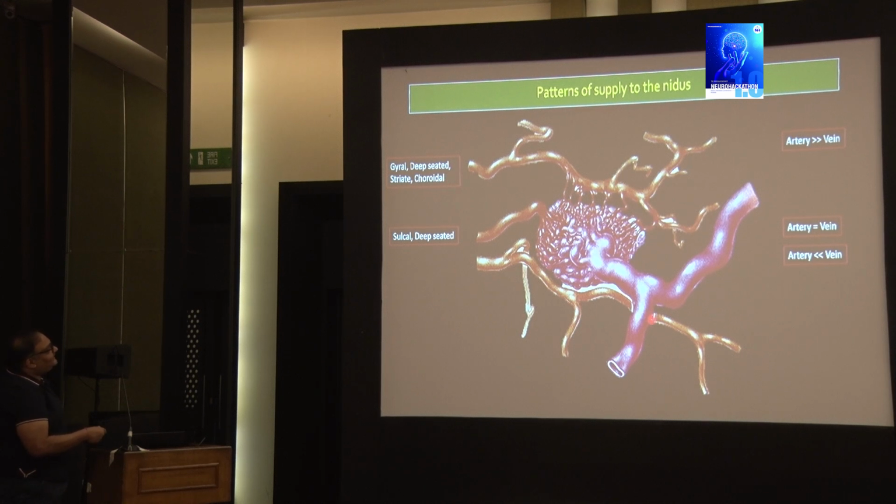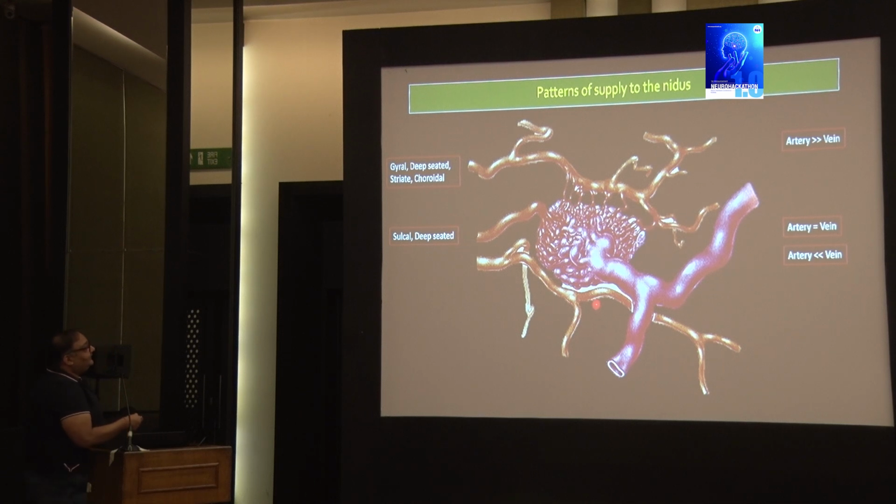These are the vessels which are in the vicinity of the AVM, but they are going across the AVM without supplying the AVM at all. So this is the so-called perinidal vessel, and this is the so-called perinidal angiogenesis. So whenever you are treating an AVM, your aim has to be catheterization of the feeding vessel if present. But you have to identify these perinidal vessels and leave them alone. How do you identify them?